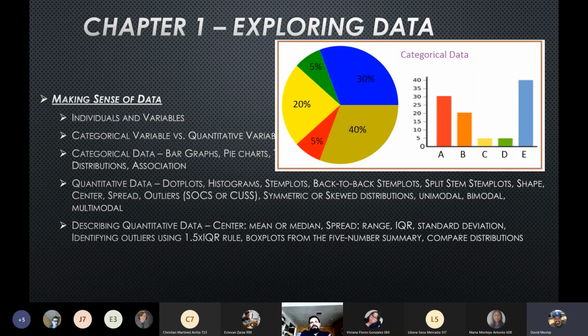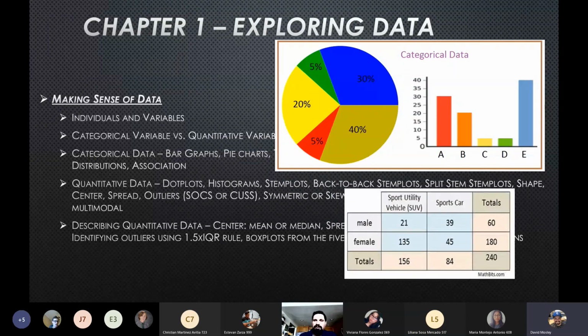Here's an example of ways to display categorical data with a pie chart or a bar graph. There's a two-way table there that helps us describe categorical data. We have the categories on the top and on the left-hand side there, and then the count of each of those things occurring. And we also have our marginal distributions on the right-hand side and the bottom.